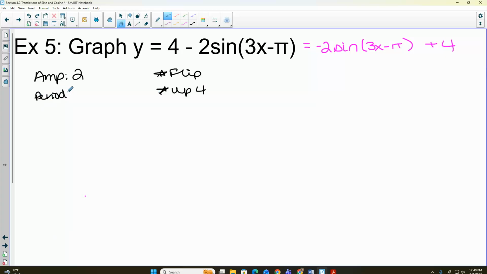Okay, period. Normal period of 2 pi divided by the number in front of x, so we get 2 pi over 3. Count by is period divided by 4. Welcome to use a calculator if you need to. 2/3 divided by 4.